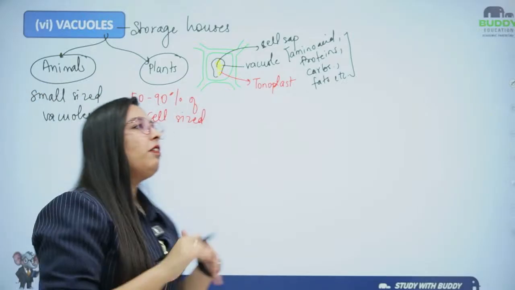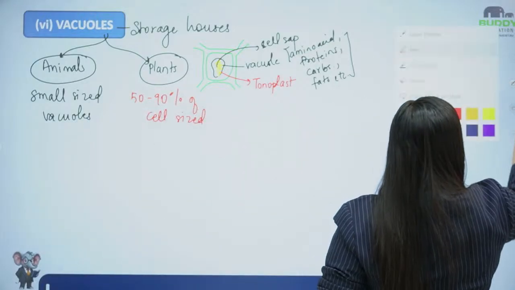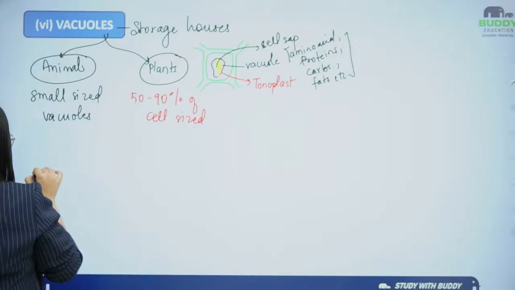Now, when I talk about vacuoles, there are two types of vacuoles. I can characterize the vacuoles in two types.